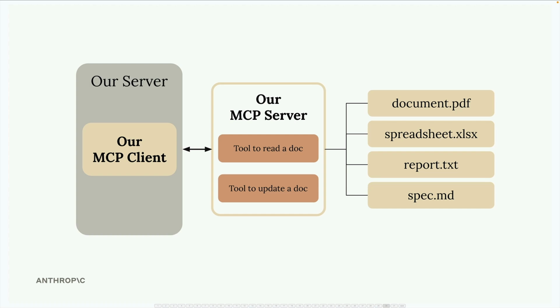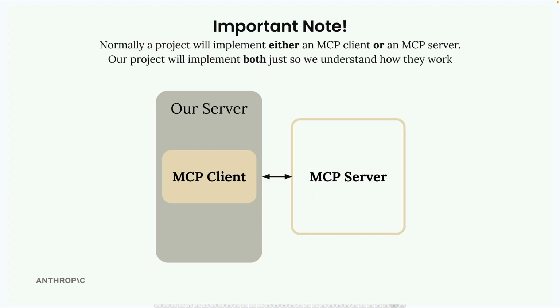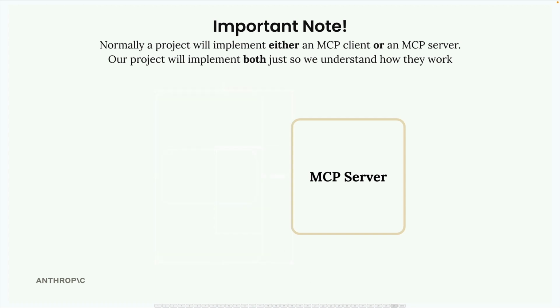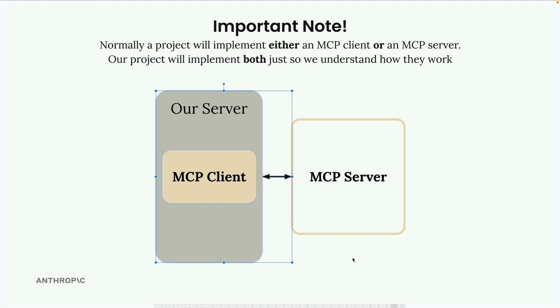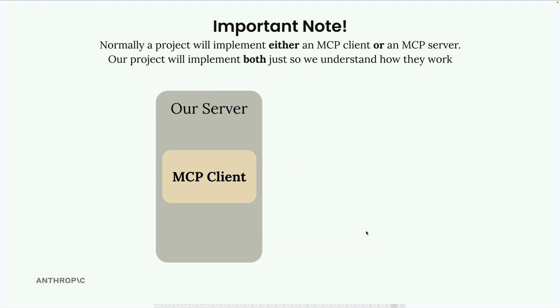Now, before we go any further, there is a very important note, something I really want you to understand around this entire process. And that is that on a normal project, typically we would be implementing either a client or an MCP server. So on a real project, we might be authoring just an MCP server to distribute to the world and allow developers to access some service that we have built up. Alternatively, we might be building a project where we make only a MCP client. And the intent here would be that we would be connecting to some outside MCP servers that have already been implemented by some other engineers.